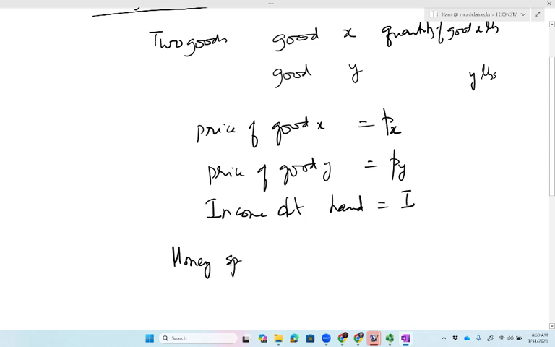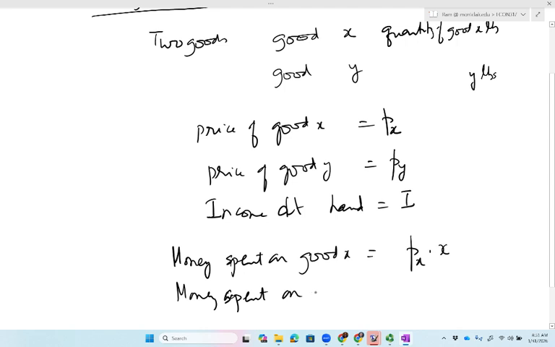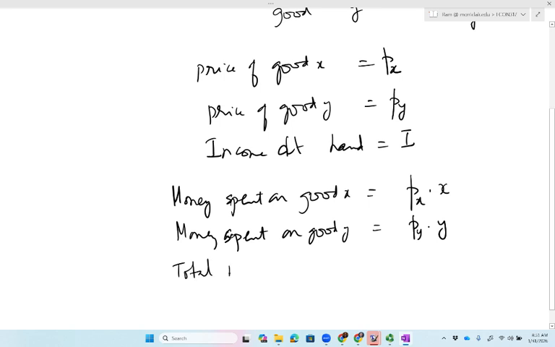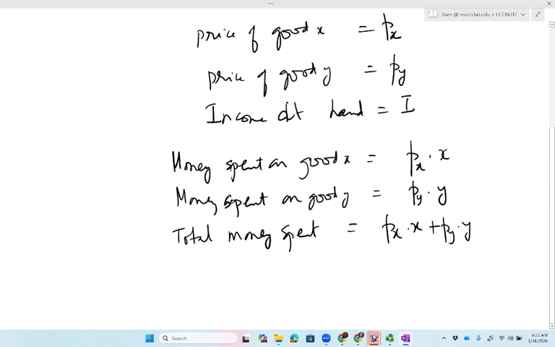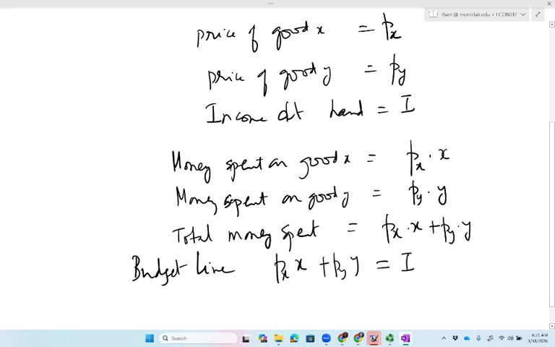Money spent on good X is the price P of X multiplied by the quantity X. Money spent on good Y is the price of Y, P subscript Y times Y. And then the total money spent is the sum of these two, P subscript X times X plus P subscript Y times Y, and the budget line will have the income exactly equal to the total money spent. P_X X plus P_Y Y equals income.